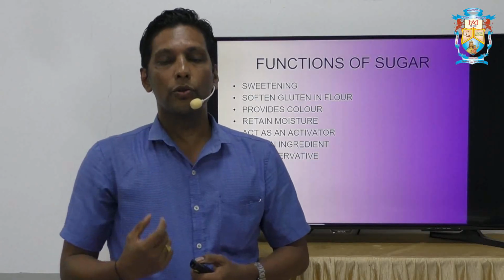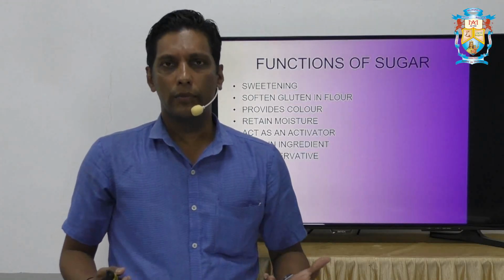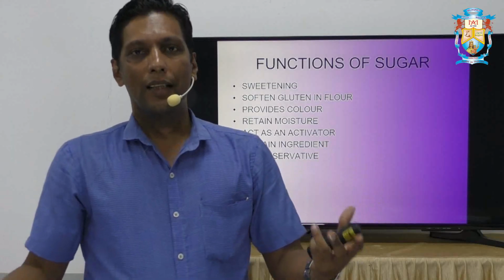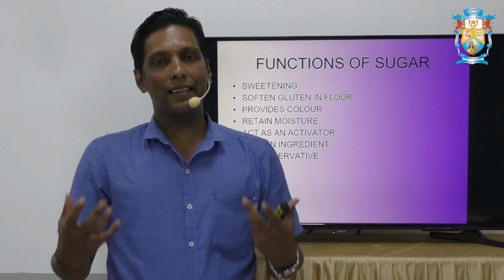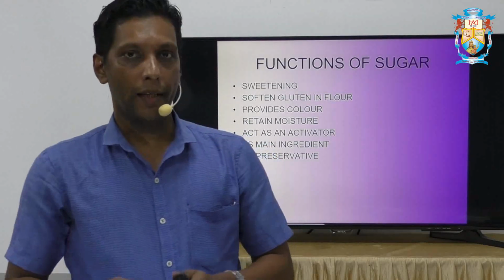Even the sugar syrup, when you go to the sweet shop, you might have seen the gulab jamun which is kept in a display, and that can be kept for at least 1 week because it acts as a preservative. Preservative is nothing but it preserves the food for a longer period of time.